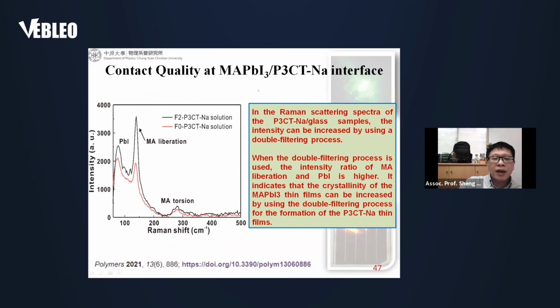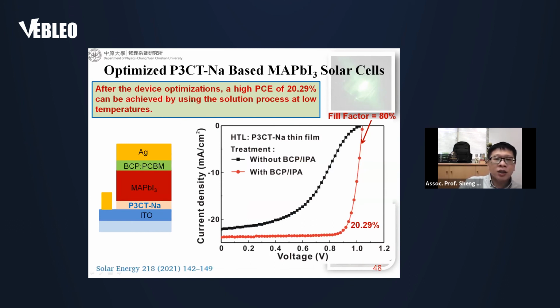And we also use the Raman spectrum to see the crystal structure of the perovskite thin film. So in the double filtering process, the Raman signal from the PbI and the MA libration, their intensity is higher. The higher intensity tells us the crystallinity of the perovskite thin film fabricated by using the double filtering process is better. So it also tells us the interfacial contact at the MAPbI3 and the P3CT sodium interface can be improved by using the double filtering process. This is our final result. We can increase the device efficiency to 20%, and the fill factor is very high, 80%.